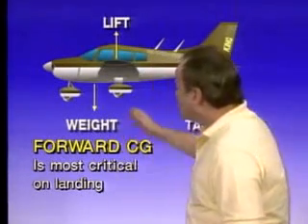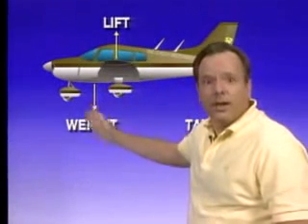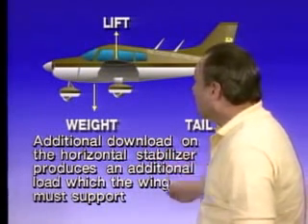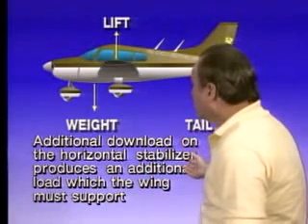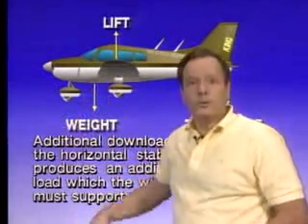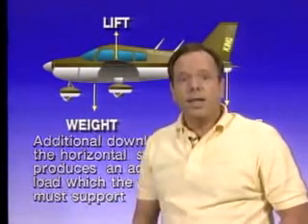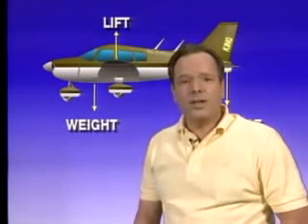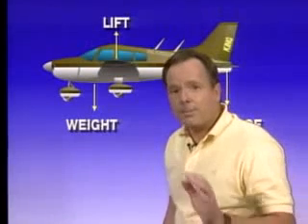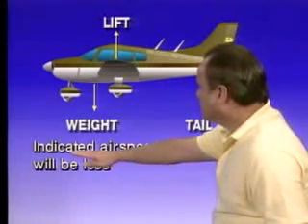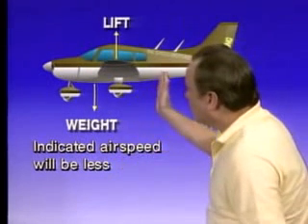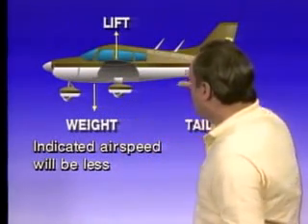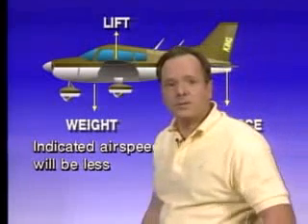Now, if you have the CG at the forward limit, then you have an additional download imposed on the horizontal stabilizer. And that produces an additional load that the wings do have to support. So the airplane is less efficient. If the CG is at the most forward allowable position, and let's assume you maintain constant power and altitude, what's going to happen to your indicated airspeed? Well, the answer is indicated airspeed will be less when you have the CG forward, because you have to support that down force on the tail with lift from the wings, and the airplane is less efficient.